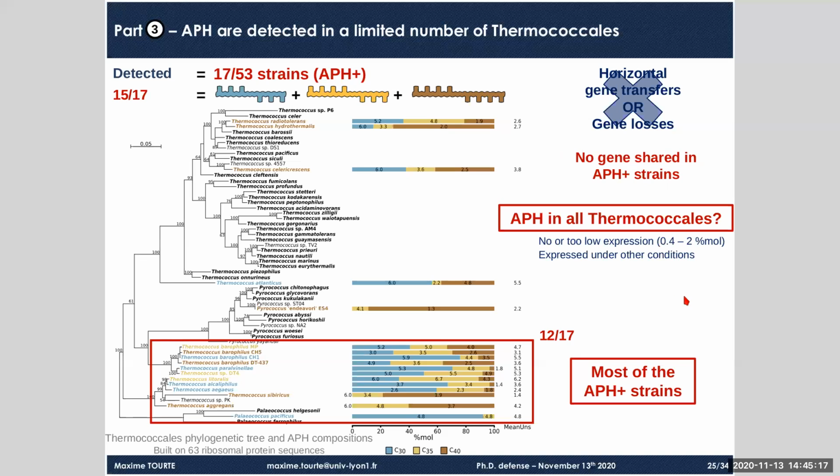The first one is that maybe some of the negative strains could possess the genes to synthesize these compounds, but don't express them, or just at too low levels for us to detect this compound. On the other hand, it could also come from the fact that they could synthesize this compound, but under other conditions that we didn't test here. So altogether, this suggests that apolar polyisoprenoids could actually be more widespread in Thermococcales than we could observe here.